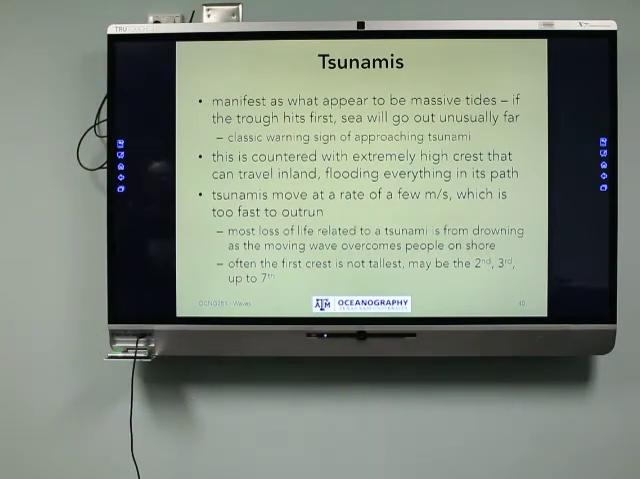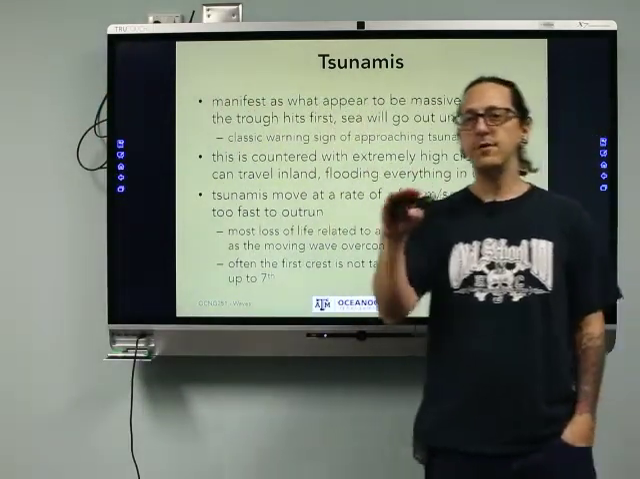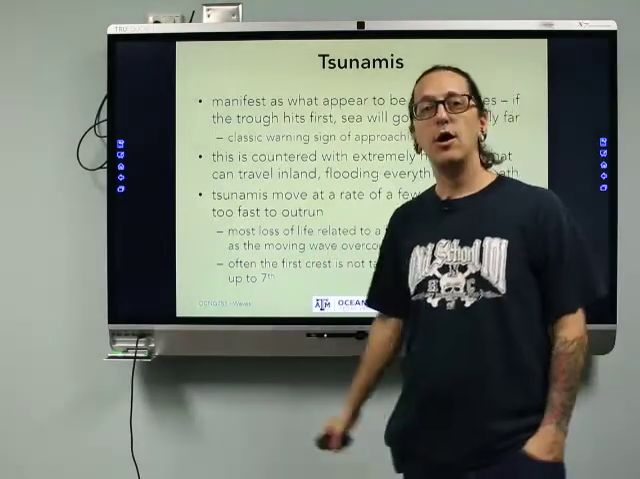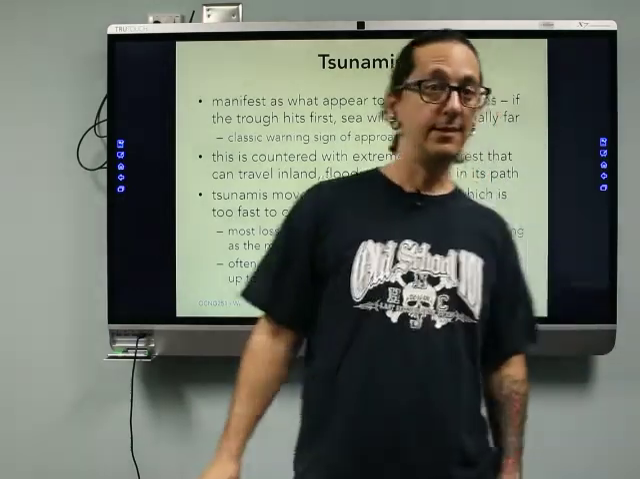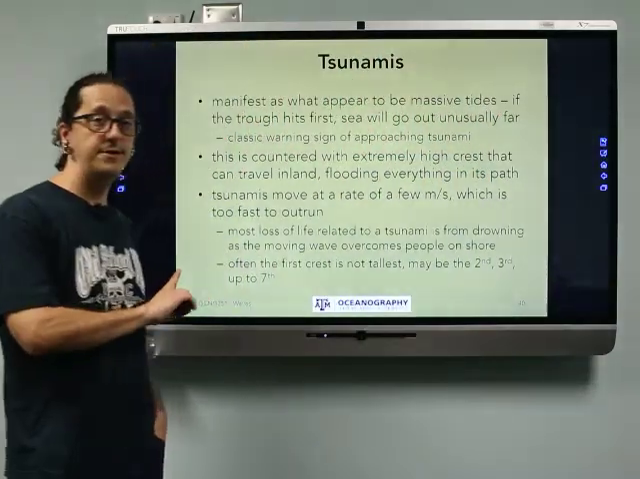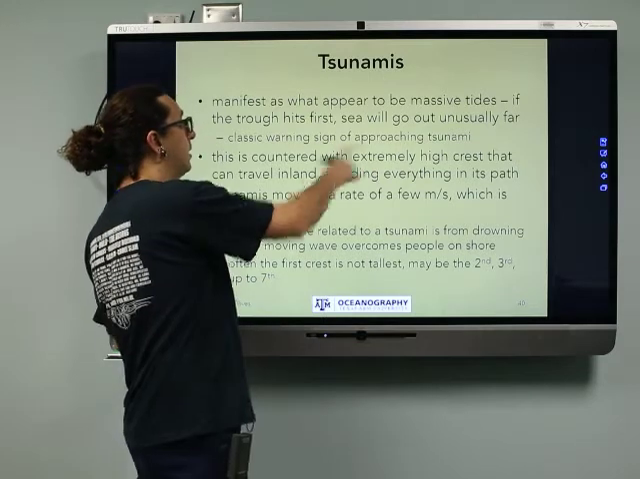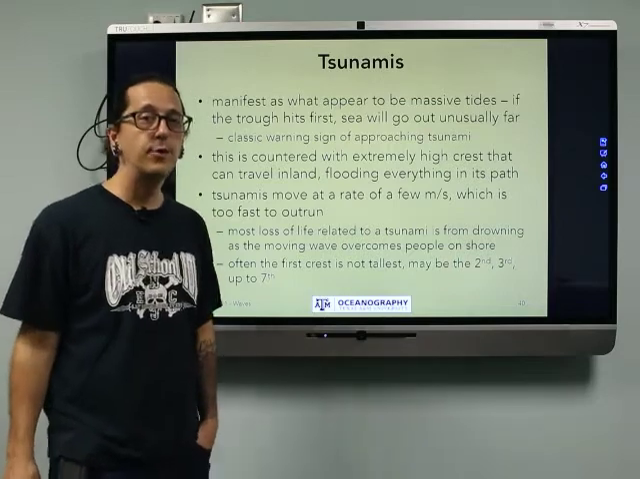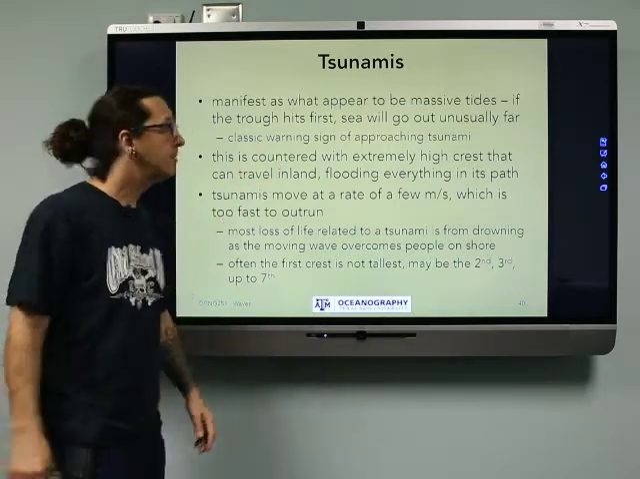Tsunamis manifest as what appear to be massive tides. If the trough hits first, the trough is the bottom of the wave. So if the first thing that reaches the shore in this 200 kilometer long wavelength is the trough of the wave, this is a public safety message. If you ever see this, you know to go somewhere very high right now. If the trough hits first, the sea will go out unusually far. That's a classic warning sign of an approaching tsunami.